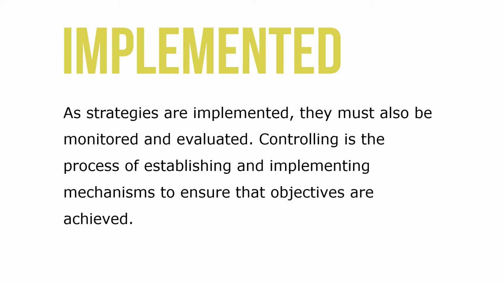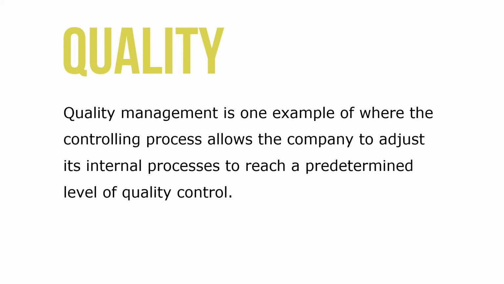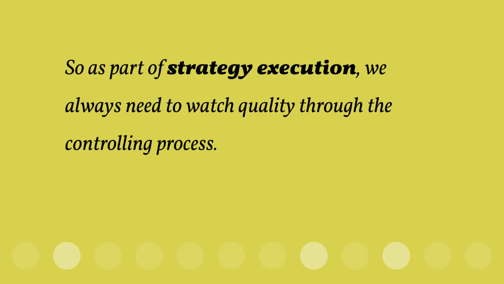Controlling is the process of establishing and implementing mechanisms to ensure that objectives are achieved. An important part of controlling is measuring progress towards the achievement of the objective and taking corrective action when needed. Quality management is one example of where the controlling process allows the company to adjust its internal processes to reach a predetermined level of quality control. So as part of strategy execution, we always need to watch quality through the controlling process.